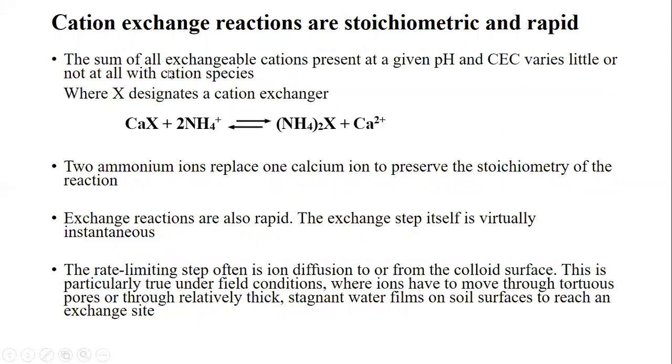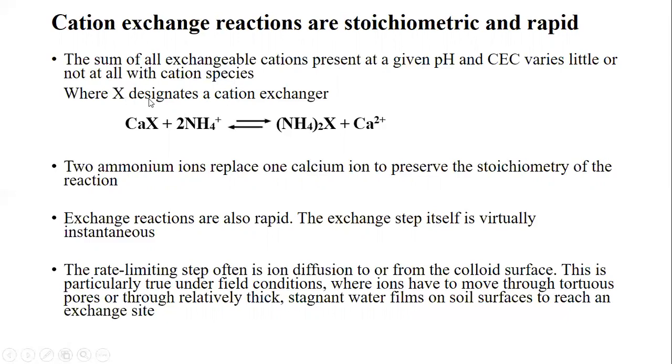The sum of all exchangeable cations present at a given pH and CEC varies little or not at all with cation species. So what are the cations that are there and what are the cations in solution? That's not what's important in the total sum. Of course, if you remember, charge for charge. So it doesn't matter what the species are, what different cations you have.